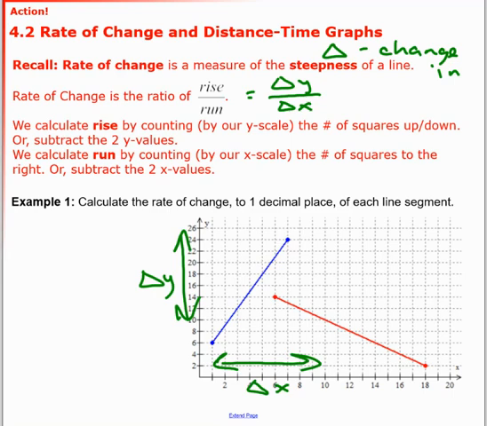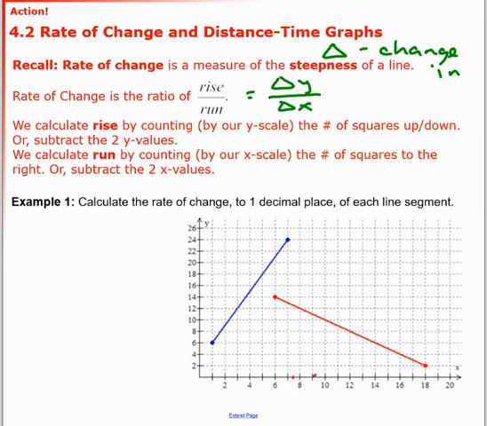We remember that moving upwards is positive, moving downwards is negative. And most of the time, if we go from left to right, we're moving in the positive x direction. So when we calculate rise, we're counting by our y scale the number of ups or downs, and we subtract the 2 points. For the run, we calculate the change in the x scale, or we could subtract our 2 values.